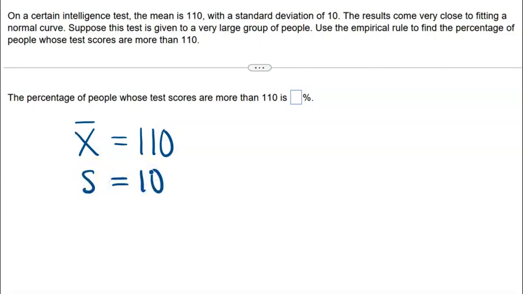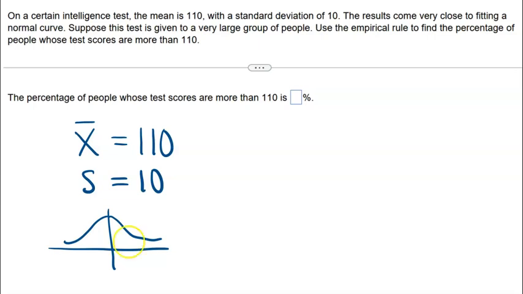So we've got to start. It says the results come very close to fitting a normal curve. That's good because we couldn't do the problems the way we're doing them if we didn't know that it was a normal curve. So we know that it fits this condition right here. Suppose the test is given to a very large group of people. Use the empirical rule to find the percentage of people whose test scores are more than 110.